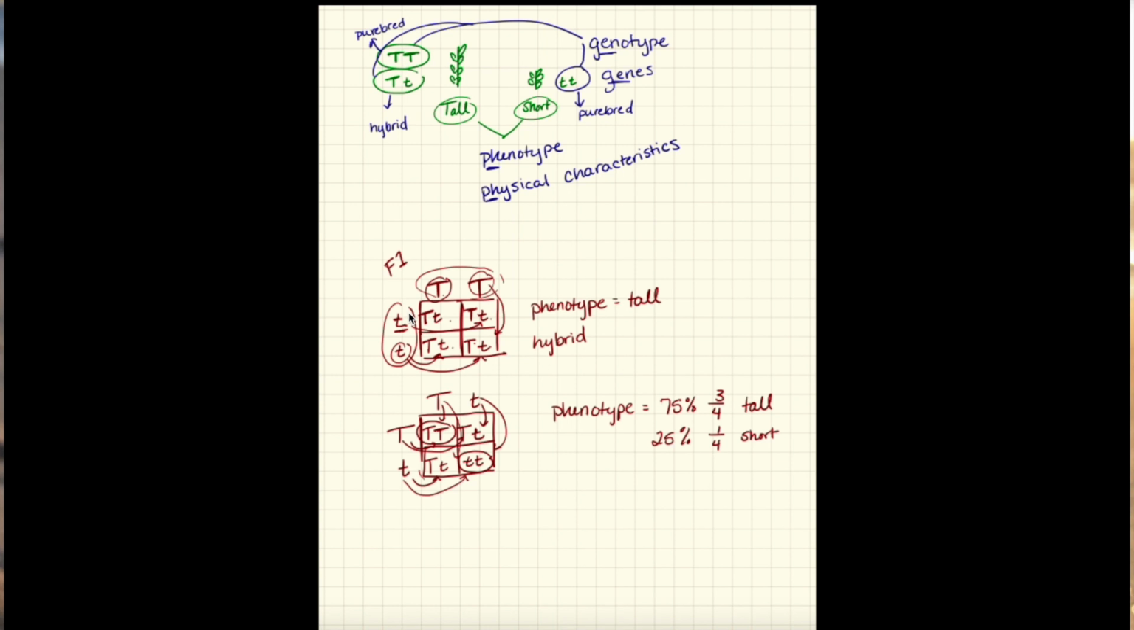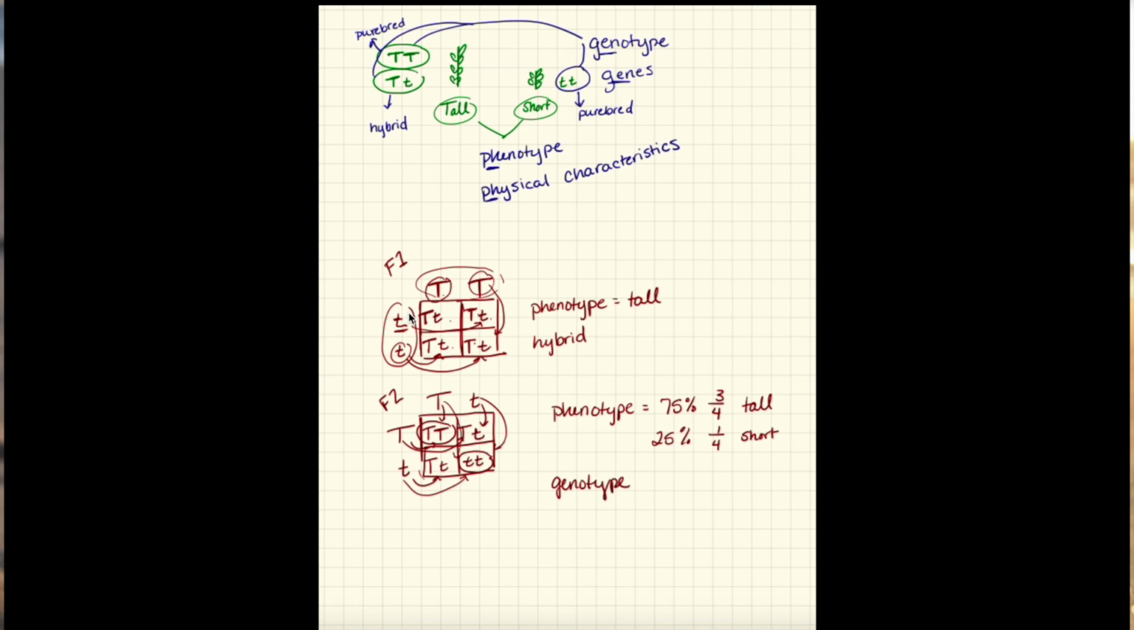Remember, that was the F2 generation because Mendel mixed together the offspring of the F1 generation, and he found out that that hidden gene or that recessive gene did show up, albeit in just a small percentage of the offspring, but it did show up. So let's look at genotype then.